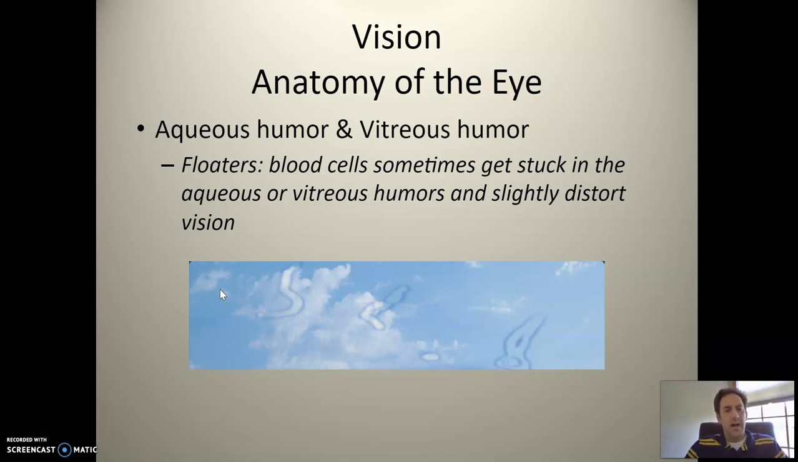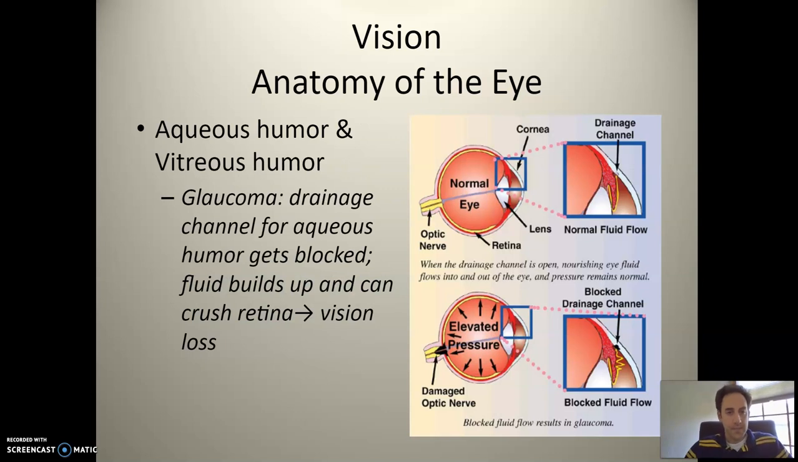What is going on? Usually when I survey students, about half the class says, "Oh, I know what those are," and the other half is like, "What are you talking about?" So if you're in that latter group, on a sunny blue sky day, look up and you might see these. All they are is little clumps of blood cells. They find their way into the aqueous or vitreous humors and get stuck in there, and then the light passes through and gets distorted a little bit and creates this weird image. They're harmless, so nothing to worry about, but that's what they are.